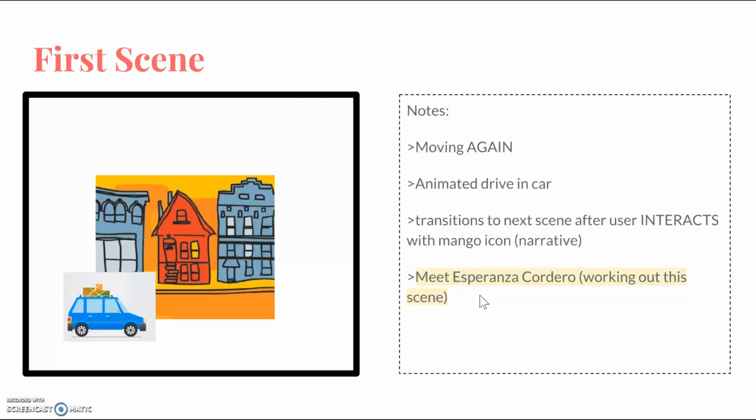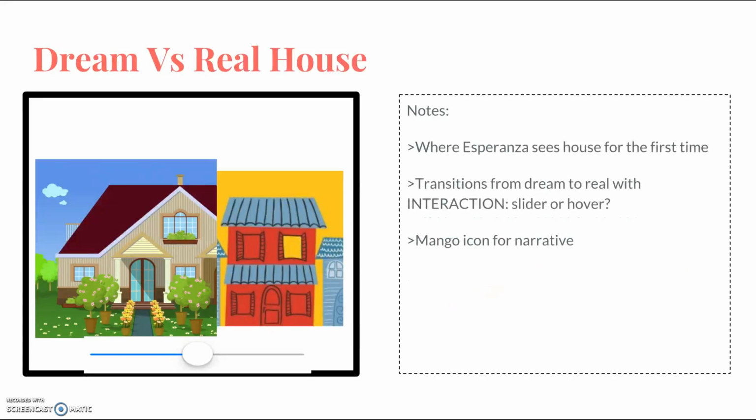My first scene, I'm hoping to have like an animated drive up to the street. Really excited, really colorful, really happy. She's moving again, but this time she's moving somewhere that's hers and she's proud of it. And then she pulls up to the real house and she's disappointed.